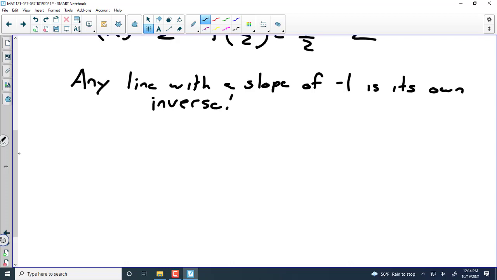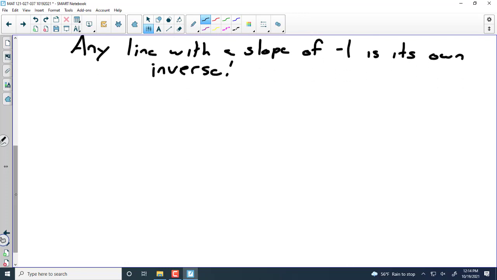Any line with a slope of -1 is its own inverse, any line. What does a line with a slope of -1 look like? It looks like this: y equals negative x plus... someone give me any number, any real number. 73. I heard 1, but I also like 73 a little better for this example.